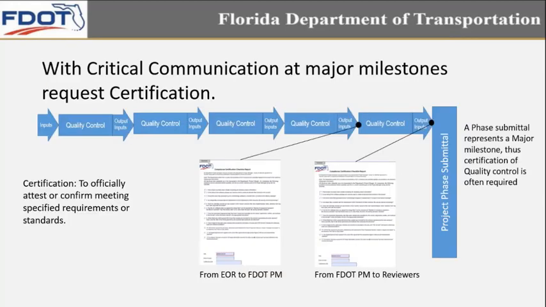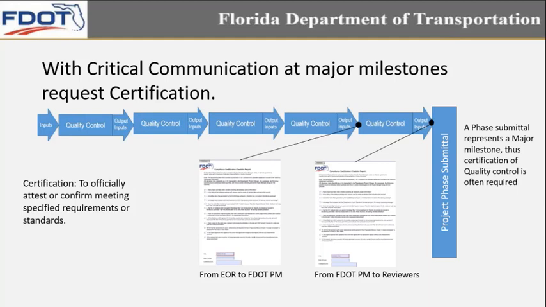And with critical communication at major milestones, request certification. This has become a common practice throughout the department. One of the major milestones we spoke about is often phase submittals. Prior to reaching a phase submittal, like we said before, it is a milestone where you don't want to go back. You're trying to reach a certain point, so you're looking for a little bit higher safety factor that quality control has taken place. The tool we typically use to give us that additional safety factor is often certification. Obviously, certification is the process of officially attesting or confirming to have met specified requirements or standards.